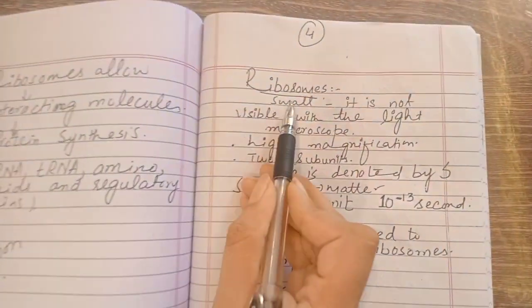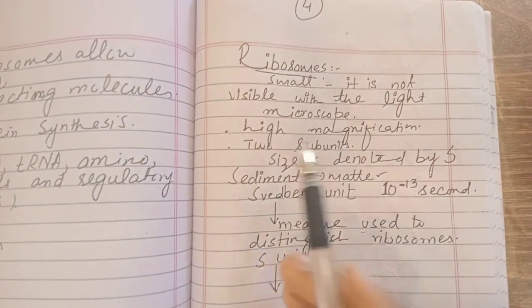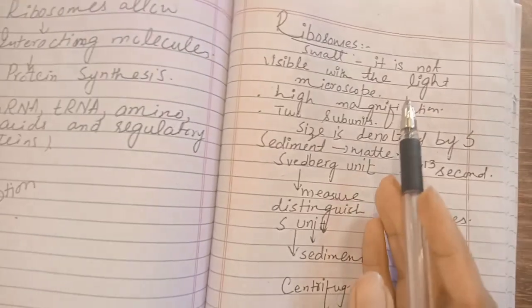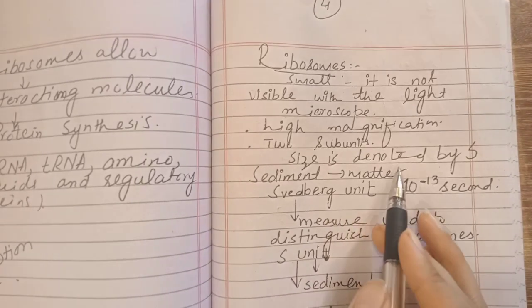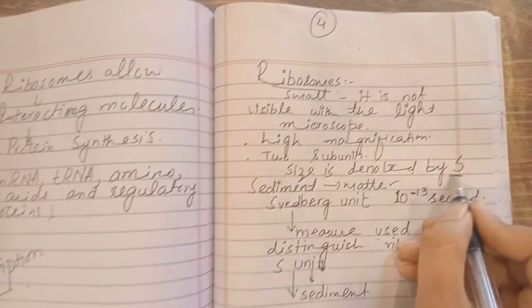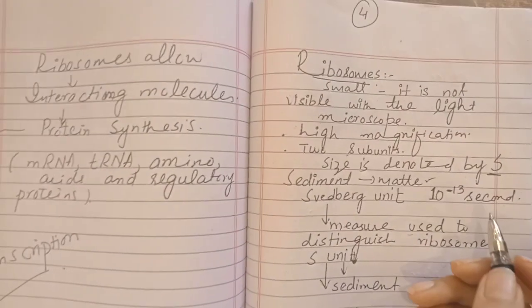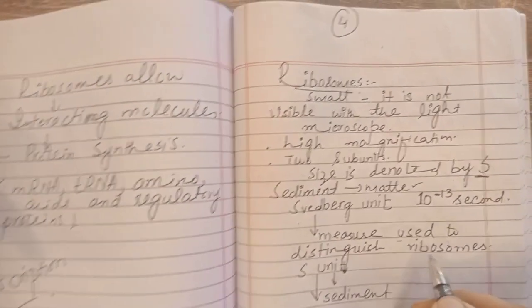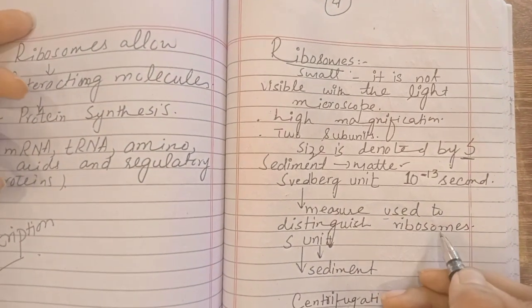The next topic is about ribosomes. Ribosomes are small. They are not visible with the light microscope; high magnification is needed to see them. There are two subunits. Size is denoted by S, the Svedberg unit. What is the Svedberg unit? It is the unit used to measure and distinguish between ribosomes. Their measurement helps us distinguish between the ribosomes.